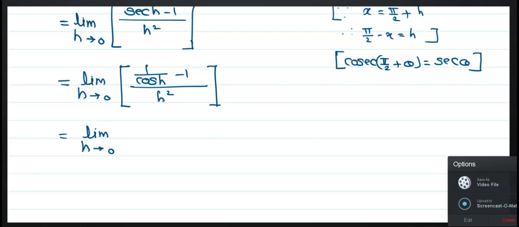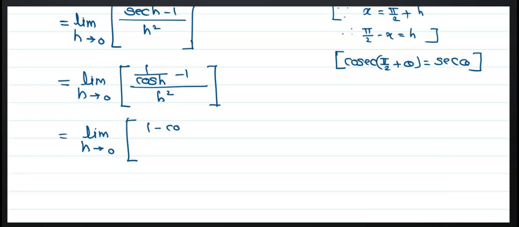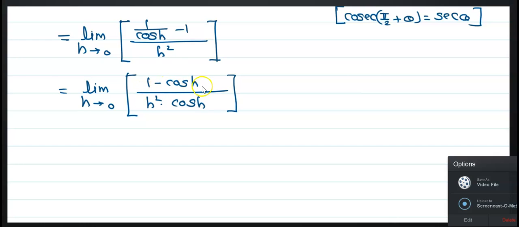Now here we will simplify this. Then it is (1 minus cos h) upon h square into 1 upon cos h. Now in this case again we have 1 minus cos h. We multiply the numerator and the denominator by 1 plus cos h. Then you will get 1 minus cos square h, which is sin square h, and sin square h upon h square, whose limit value is 1 square, which is 1.